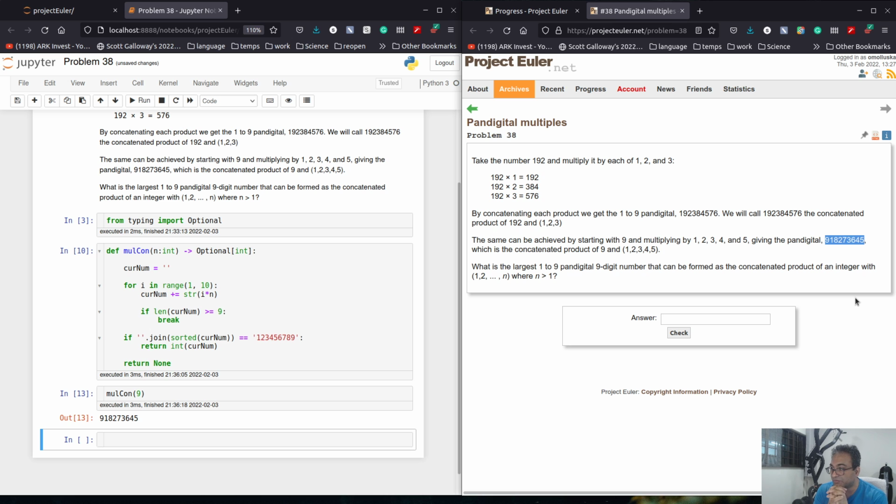The next thing we want to figure out is where do we stop. So basically the idea is we want to do for i in range, 9 to 10, 1000.